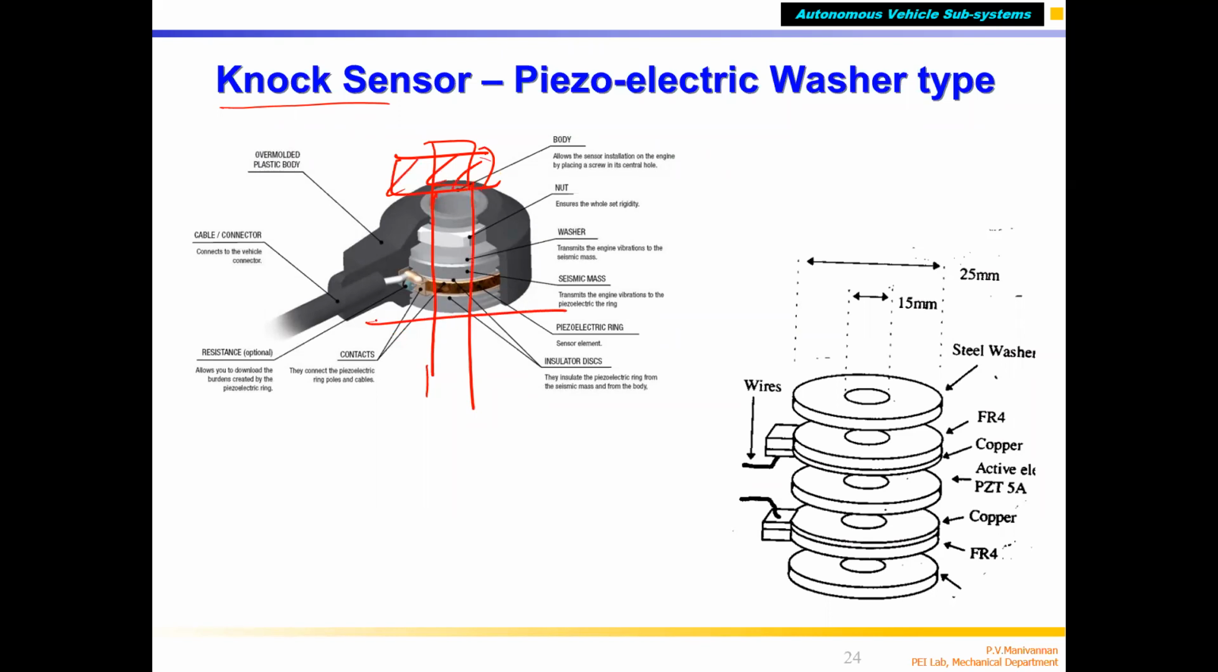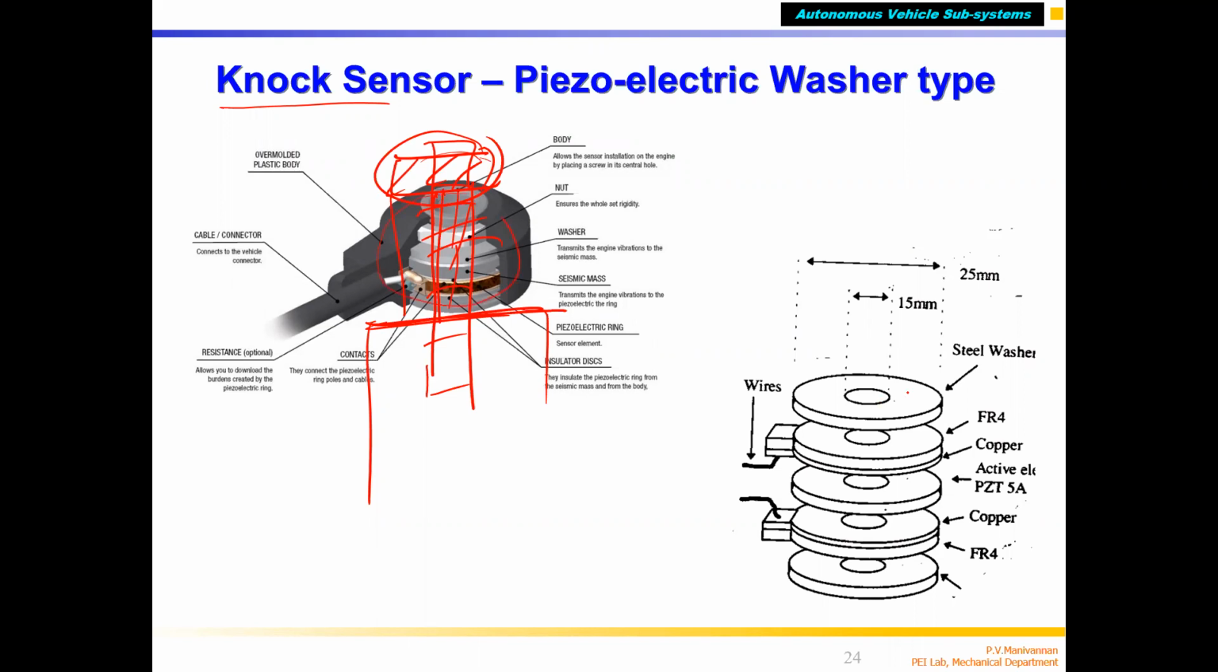Correct. So this is the cylinder head. You will see that this is coming out. There's a general nut. You remove this nut and put this washer type sensor. There's a hole, so it looks like a washer. This is the cylinder head and this is the bolt. In between, generally they put a washer, a spring washer or something. Instead of that, you can use this sensor.